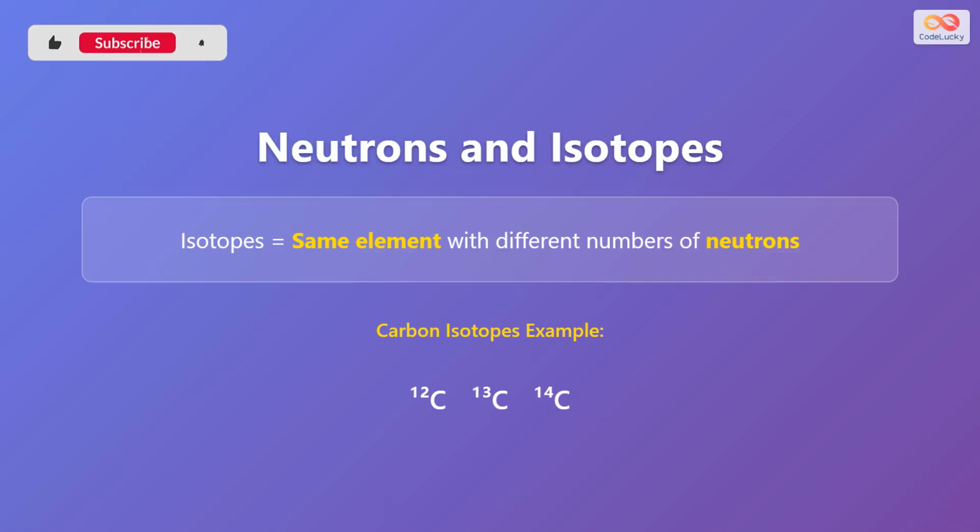Isotopes are atoms of the same element that have different numbers of neutrons. They have the same number of protons, which defines the element, but varying neutron counts change their mass. For example, carbon has 3 common isotopes: carbon-12, carbon-13, and carbon-14. All 3 have 6 protons, making them carbon, but they have 6, 7, and 8 neutrons respectively. This variation in neutrons creates isotopes with different properties.